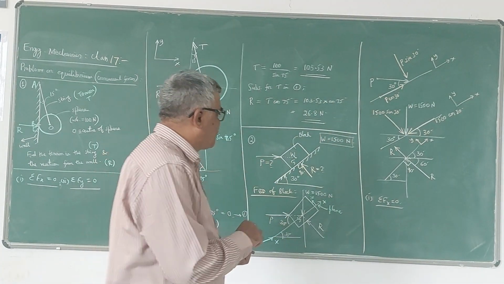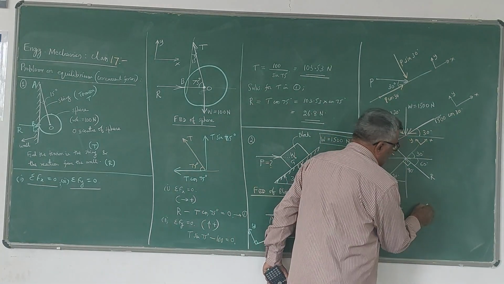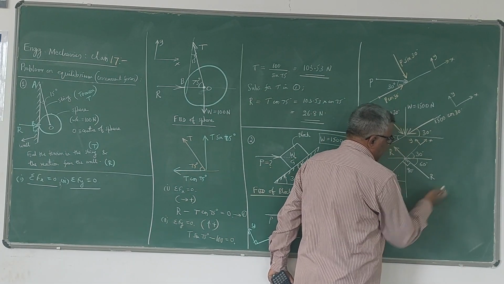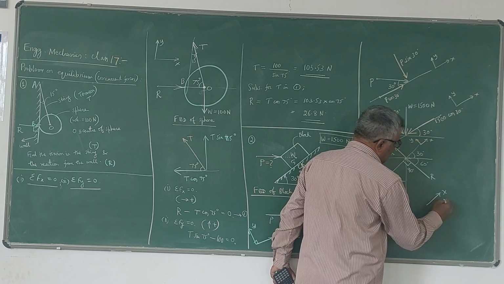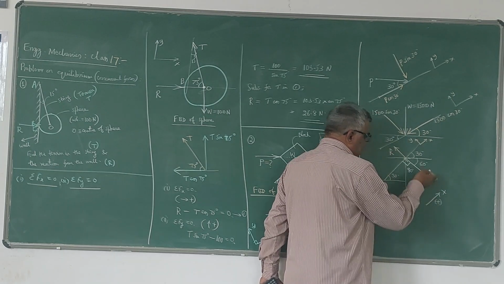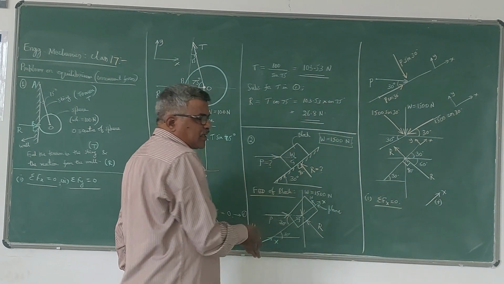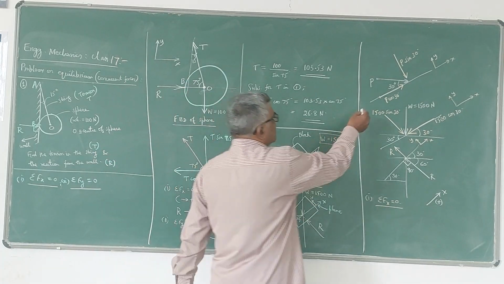Now sigma Fx = 0. If I apply it, please note that I have taken parallel to the plane like this as the x-axis. So this side, take it as positive. Naturally, the force which is acting in the opposite direction becomes negative. Now take these three forces.